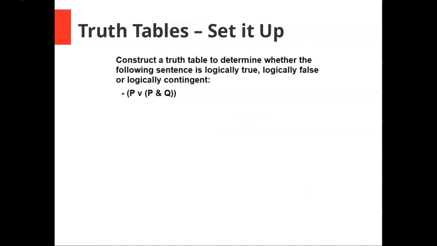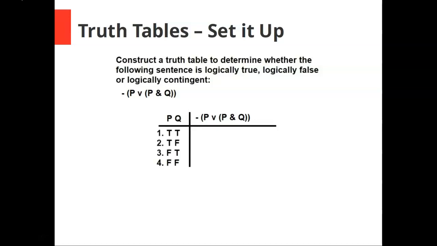Here is another example. Construct a truth table to determine whether the following sentence is logically true, logically false, or logically contingent. Negation P or P and Q. Okay, here's our cross. Upper right-hand corner, we have the sentence we're going to evaluate. Upper left-hand corner, every simple sentence that appears in that complex sentence, and then all of the possibilities. Now we can fill it in.